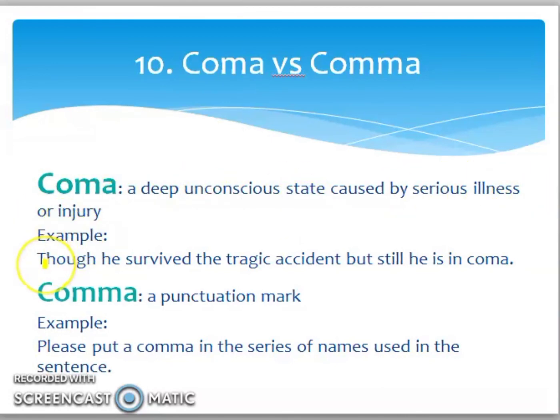Let's look at an example sentence. Though he survived the tragic accident, still he is in a coma. All right? The second word, comma, double m, is actually a punctuation mark. Example, please put a comma in the series of names used in this sentence.